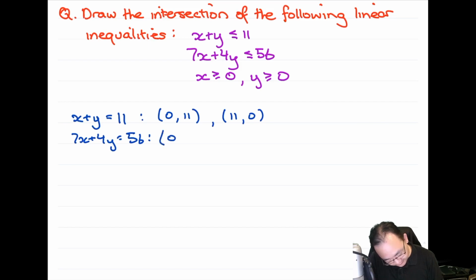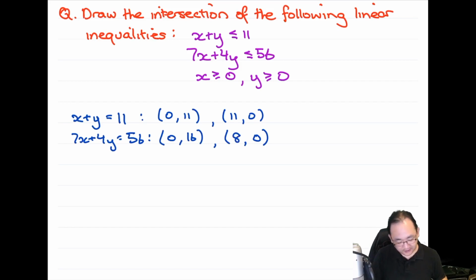So if x equals 0, then y will be 56 divided by 4, which is equal to 14. And then when y is equal to 0, x will be equal to 56 divided by 7, which is 8. Alright, so we've got our x and y coordinates, which means that we can plot them on the graph, and then we can draw a line.